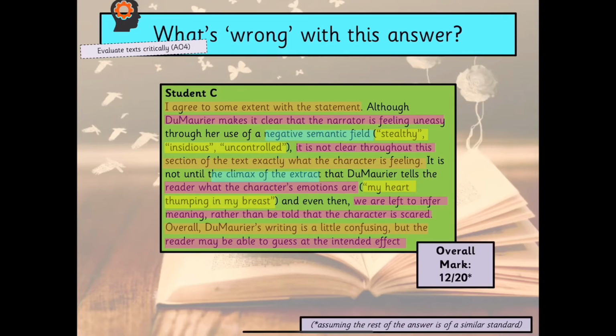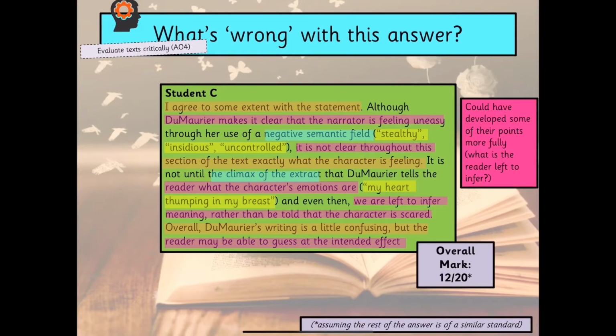So what could they have done? Their points could have been developed a little bit more fully, especially that statement at the end, we are left to infer meaning, is a little bit lazy. What meaning are we left to infer? It wouldn't have taken much just to elaborate on that point a little bit, but it would have secured a stronger level of the mark scheme, because actually the comments on the effect were the strongest part of this answer, and there is a chance the student could advance their marks throughout level 3 a little bit further just by developing their explanation and exploration of effect a little bit deeper.